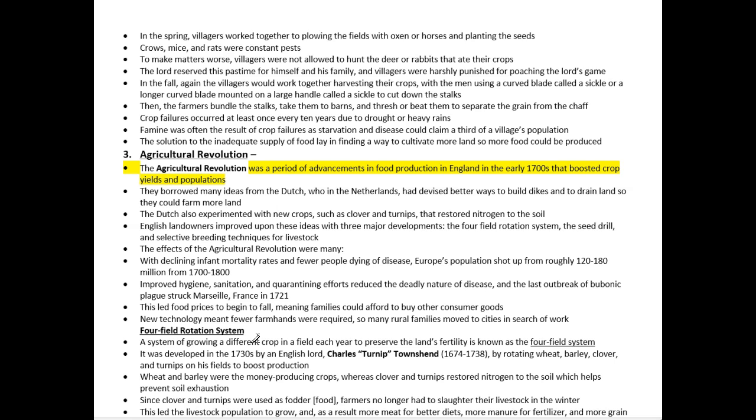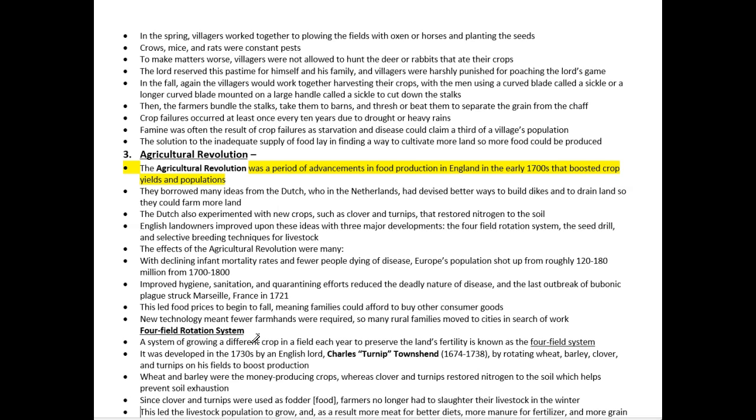With declining infant mortality rates and fewer people dying of disease, Europe's population shot up from roughly 120 to 180 million from 1700 to 1800. Improved hygiene, sanitation, and quarantining efforts reduced the deadly nature of disease, and the last outbreak of bubonic plague struck Marseille, France in 1721. This led food prices to begin to fall, meaning families could afford to buy other consumer goods. New technology meant fewer farm hands were required, so many rural families moved to cities in search of work.